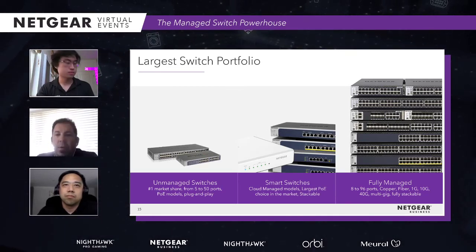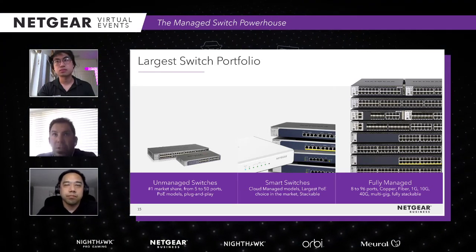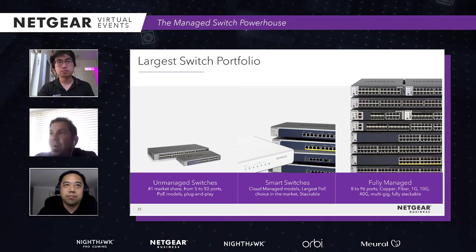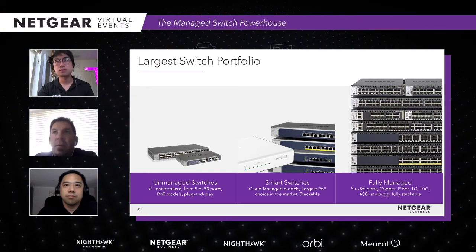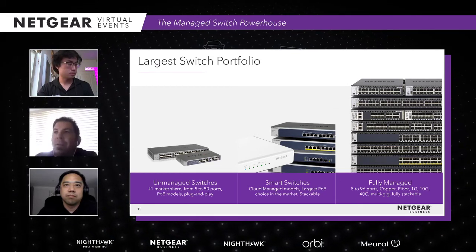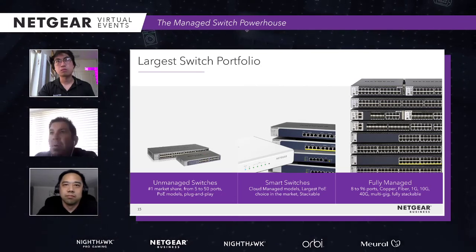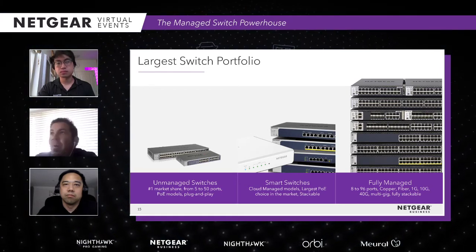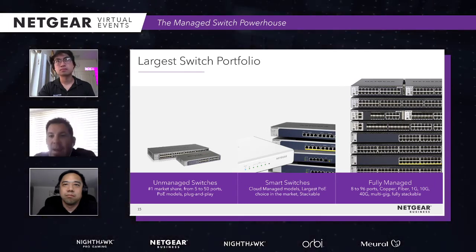Yeah, exactly. For those that are familiar with your switching portfolio, we've got hundreds of switches. It can be very daunting. But the good news is that you can really break it down into three distinct categories. And this is not unfamiliar in the switching world. In fact, HP, Cisco, Dell, Extreme, they all have a similar portfolio. You can break it down into entry-level unmanaged switches, which speaks for itself. There are no features, it's just ports. Middle-of-the-road smart switches, and then high-end fully managed switches. Those are the three main categories.